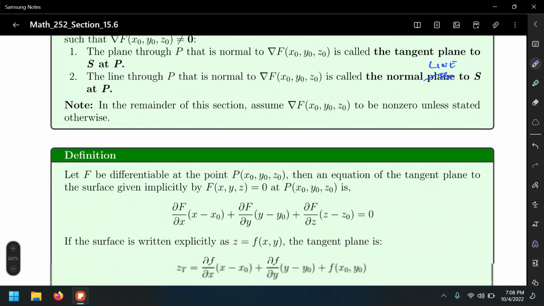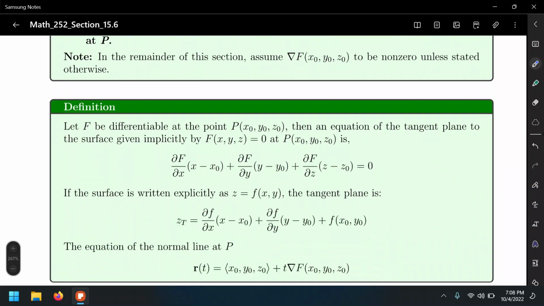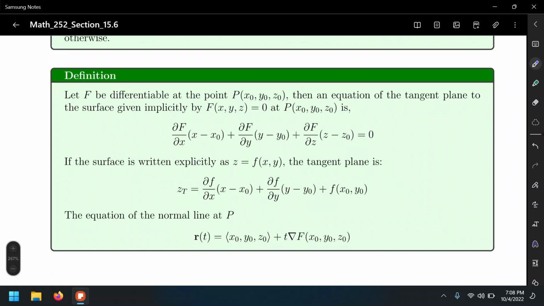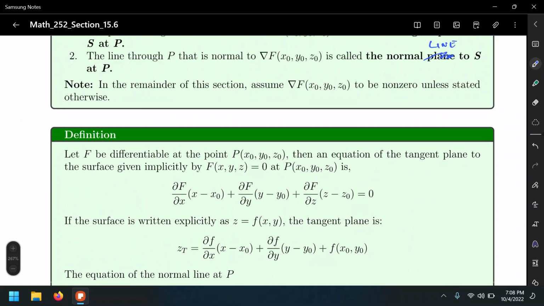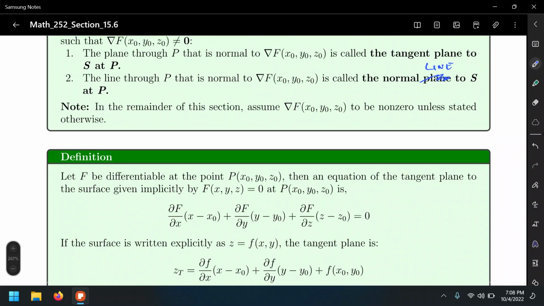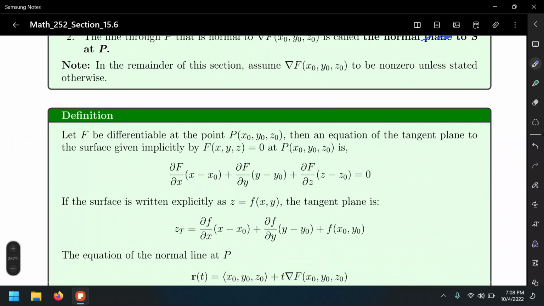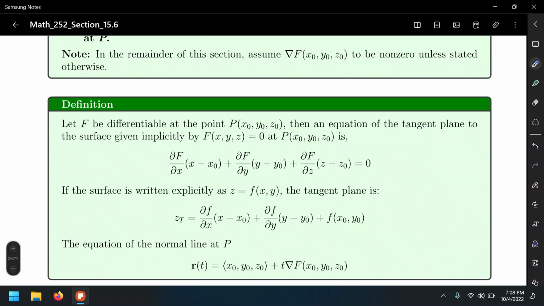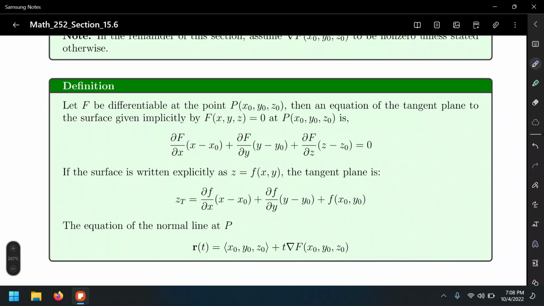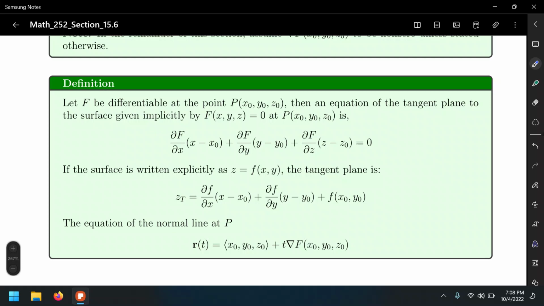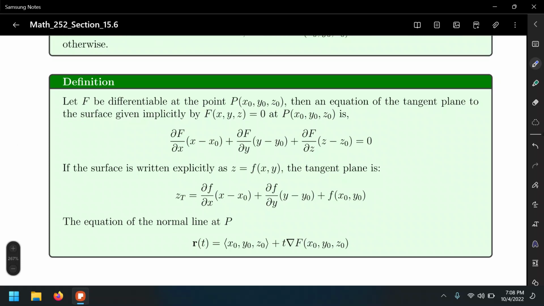So what are we doing here? We're putting together what we looked at back in chapter 13, but in this case within partial derivatives, to find this time equations of a plane. All right, so more definitions. Let f be differentiable at the given point x naught, y naught, z naught. Then an equation of the tangent plane to the surface given implicitly.